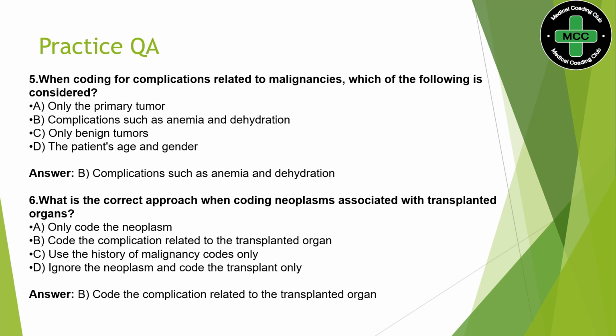Next, when coding for a complication related to malignancies, which of the following is considered? Okay, so we have separate coding guidelines for complications related to malignancies, such as anemia and dehydration. So what is the guideline? If the patient is coming for anemia associated with a malignancy and taking treatment towards anemia, the first guideline is we will be coding the malignancy as primary, and secondary we will be coding anemia. And one more guideline regarding anemia is when the patient is coming with anemia due to adverse effects from chemotherapy or radiation treatment, here we will be coding anemia as primary, and secondary we will be coding the adverse effect.